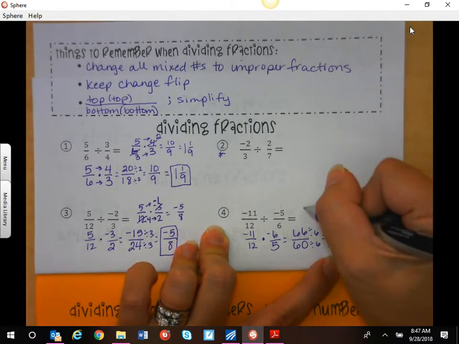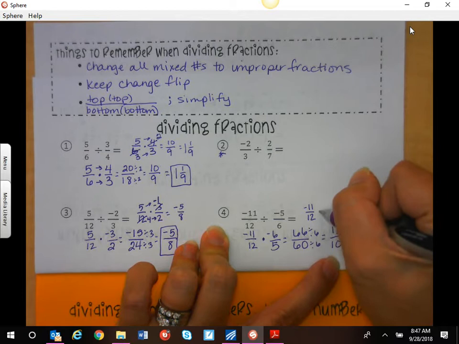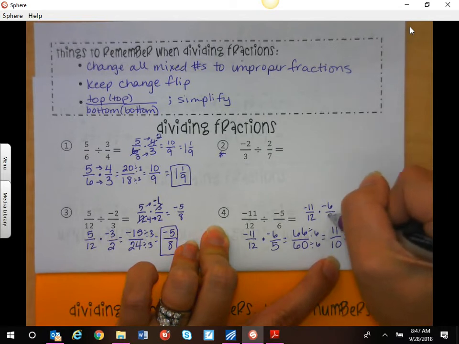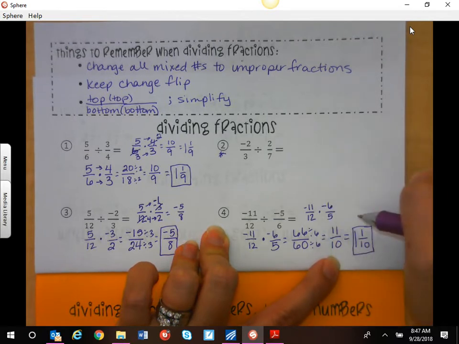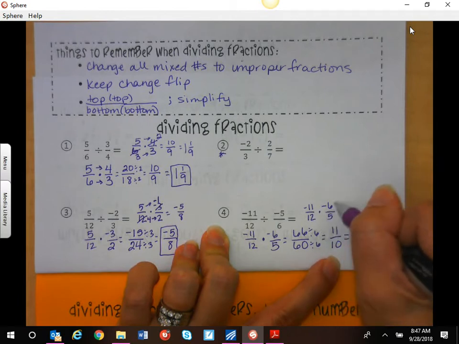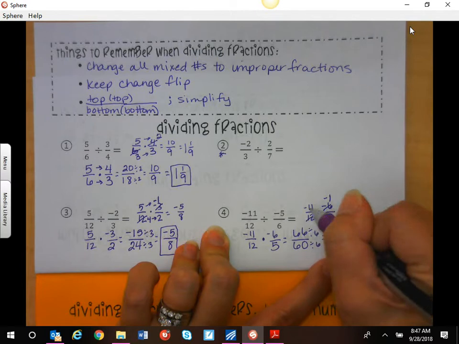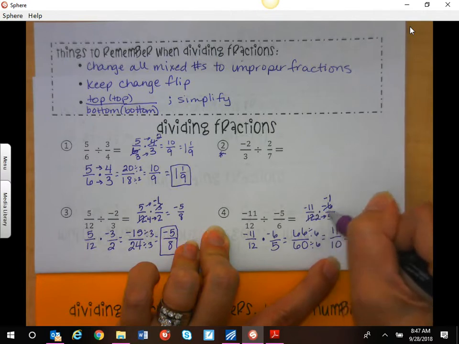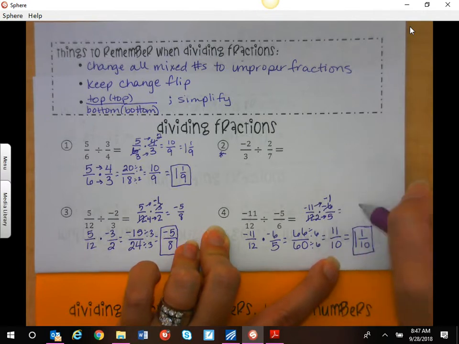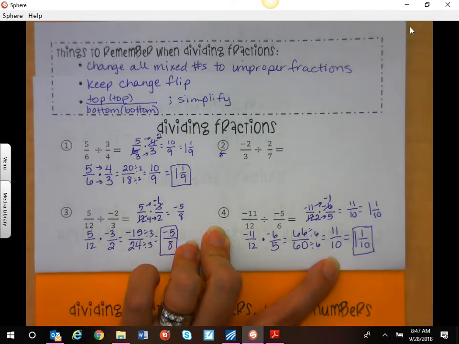Or again, if we're cross-reducing, 11 and 5 does not simplify, but 12 and 6 does. 6 goes into 6 one time. Make sure you keep the sign. 6 goes into 12 twice. And again, top times top, negative times a negative is a positive. Bottom times bottom. We still get 1 1/10.